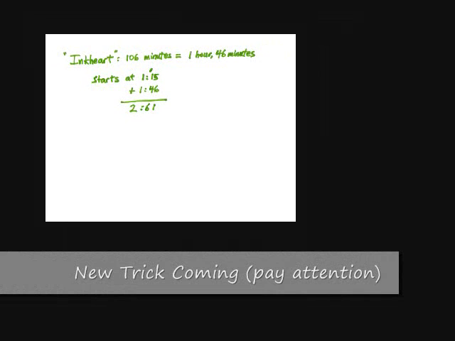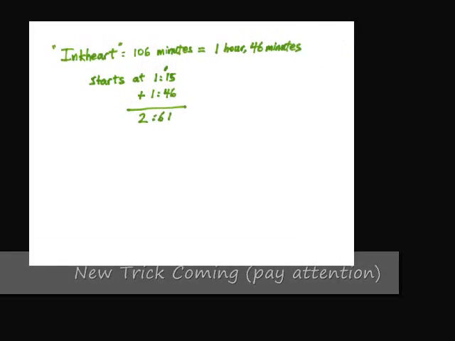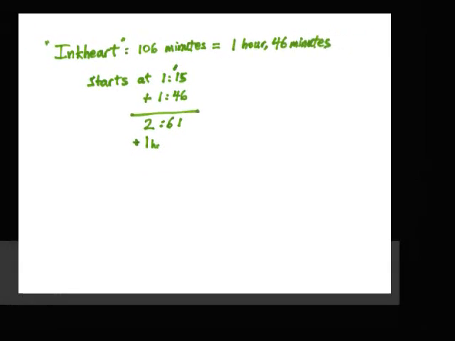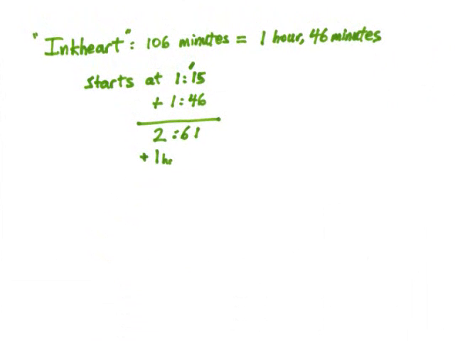What you want to do whenever you get a minutes number that is greater than 59 is to convert it to a normal looking time. In other words, a time that has a minutes number that's between 0 and 59, which is the only way the time makes any sense. And the way we're going to do that is we're going to add 1 hour to the hours part, and then we're going to subtract that 1 hour from the minutes part.